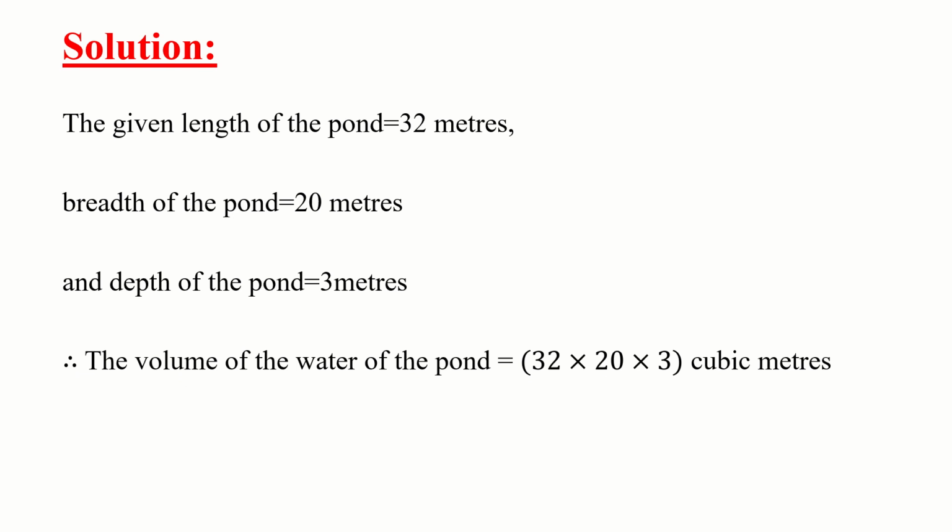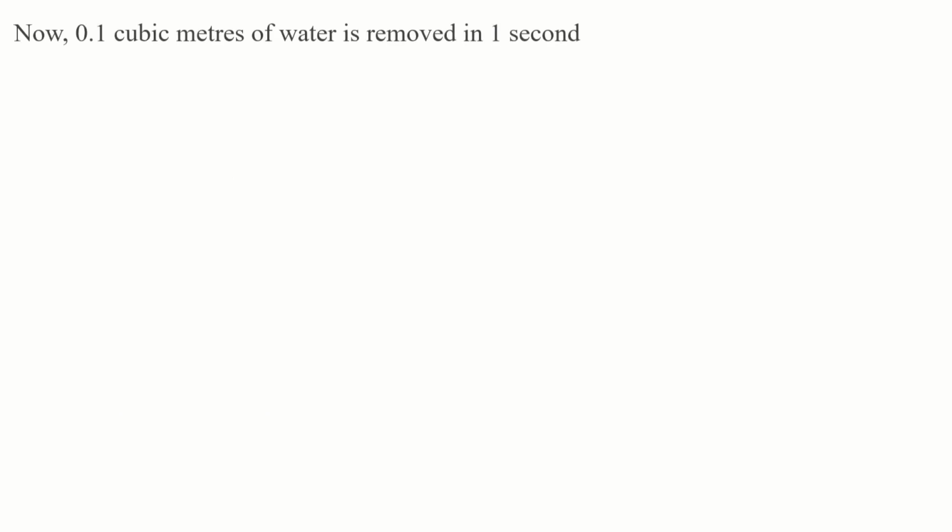Therefore the volume of the water of the pond is equal to length into breadth into depth, and height is the same. So we will get 1920 cubic meters. Now in the unitary method we'll solve. 0.1 cubic meters of water is removed in 1 second. Therefore 1 cubic meter of water is removed in 1 divided by 0.1 second.